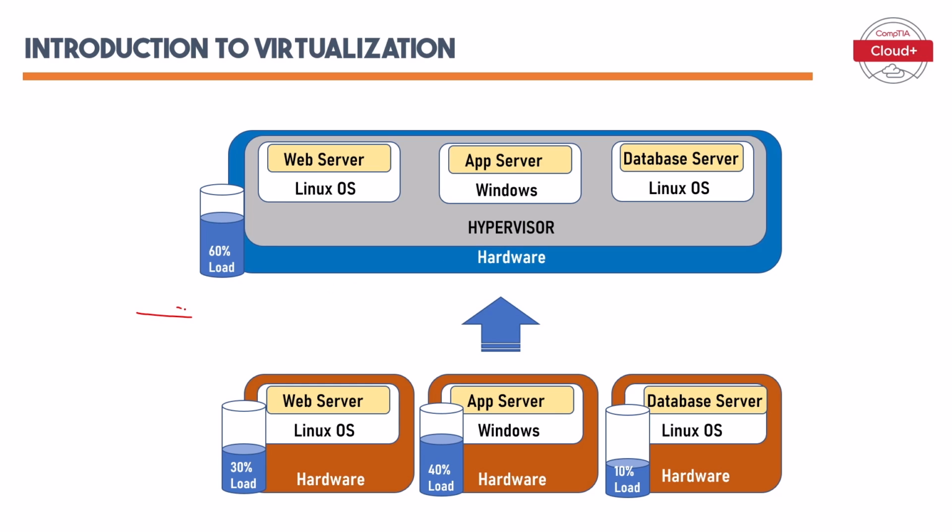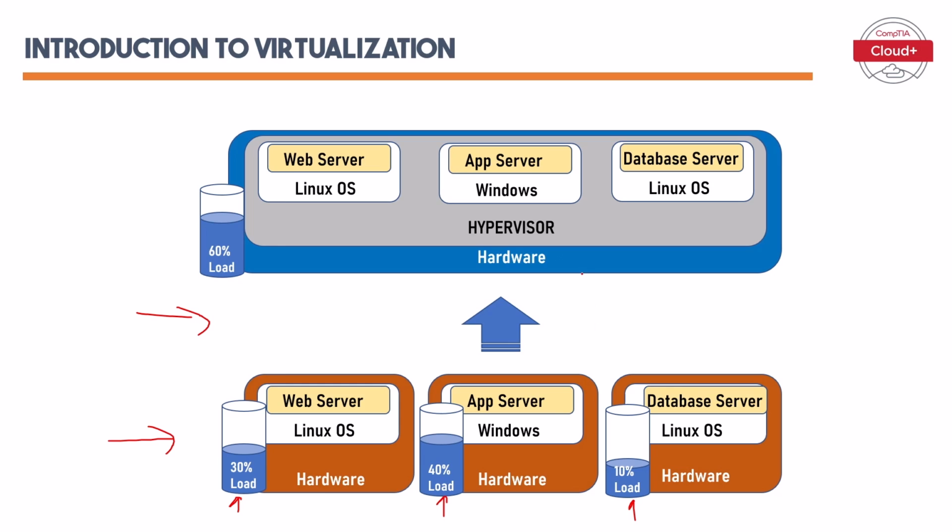Now, if you look at this figure, here at the bottom, you can see that we have three different servers with different services and operating systems, each with its own dedicated hardware. Did you notice that the average utilization is low? So 30%, 40%, and 10%. Those unused resources cannot be used for new server requirements, such as a new application.